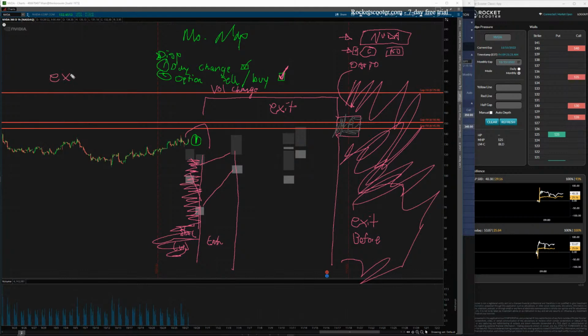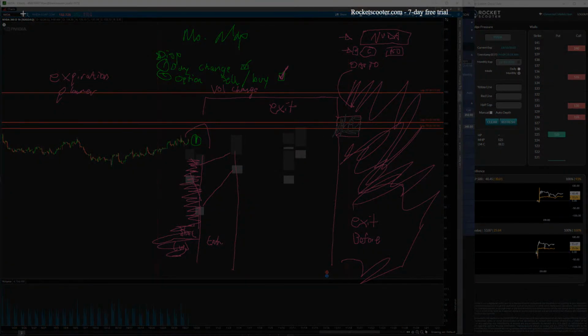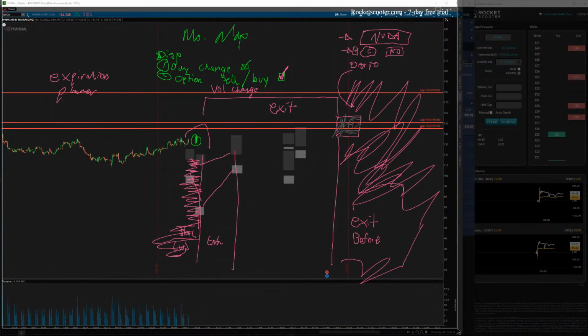I don't know. Do you guys like this idea? Does everyone understand this idea? We're inventing indicators on the stream. We do this so often. It's so crazy. You know, it's a bunch of chicken scratch, but hey.